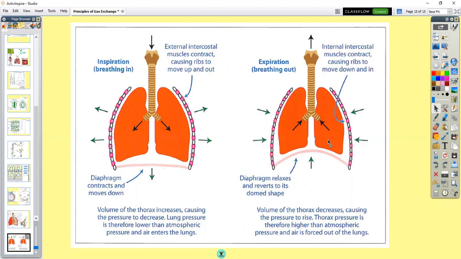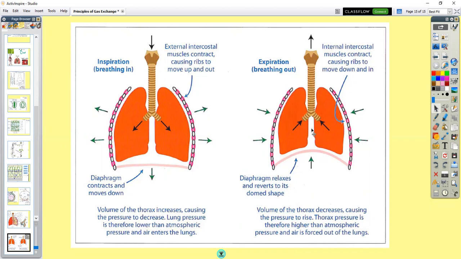Expiration is just the recoil of that, or the opposite of that, in that the intercostal muscles between the ribs relax, and that should say relax up there and not contract, and that moves the ribs down and back in again. The diaphragm relaxes, which causes it to move up to its normal position, which is this curved shape. That will decrease the volume inside the chest, which in turn increases the pressure. If that pressure increases above atmospheric pressure on the outside, then that forces air out of the lungs and causes the lungs to deflate. Okay.